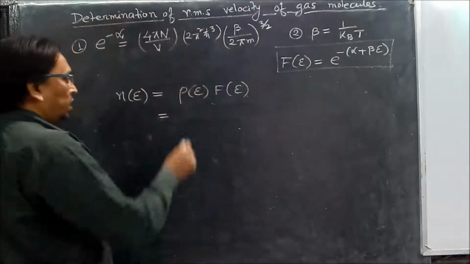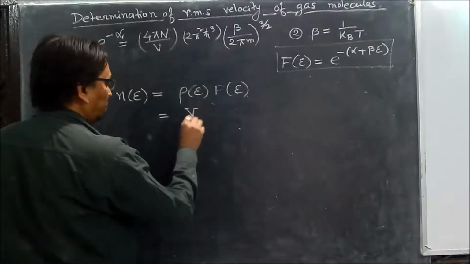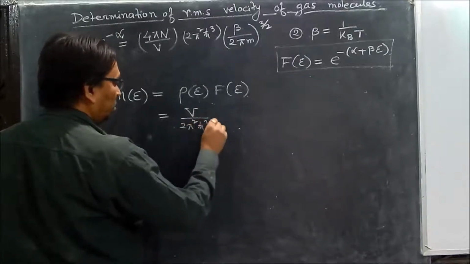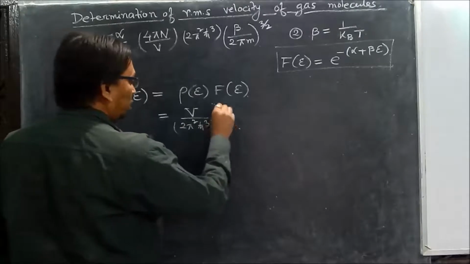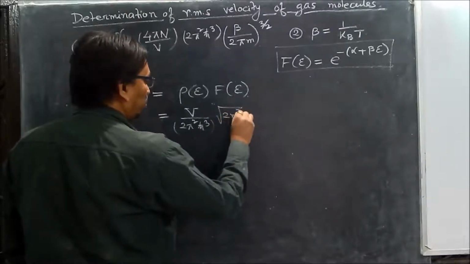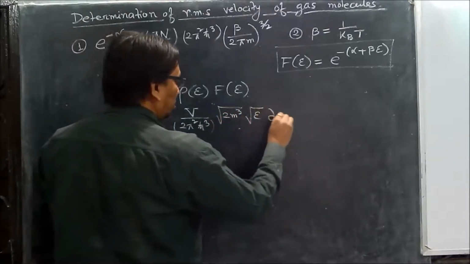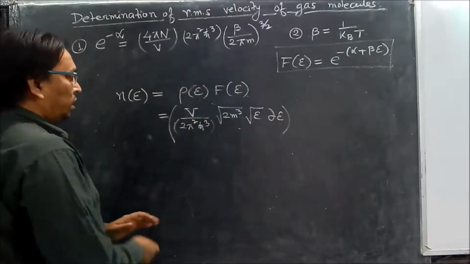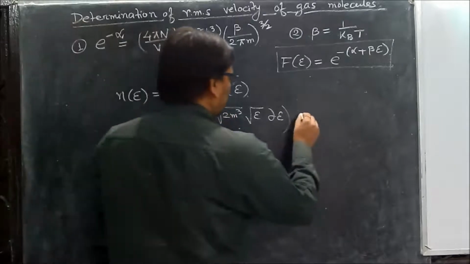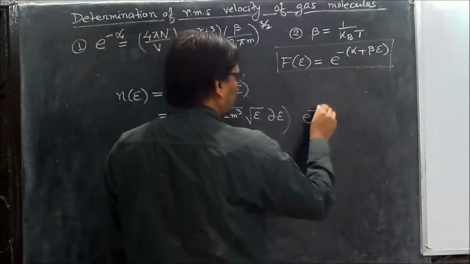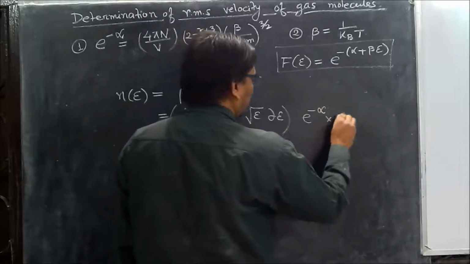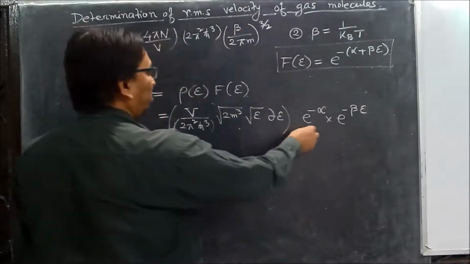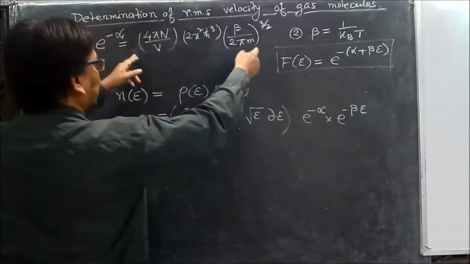Okay, so the energy space is given by V by 2 pi square h hat cube into root under 2m cube root under epsilon d epsilon. So this is the value of energy space, into this. So this is equal to e to the power minus alpha into e to the power minus beta epsilon. Now we have to put the value of e to the power minus alpha. So the value is this.